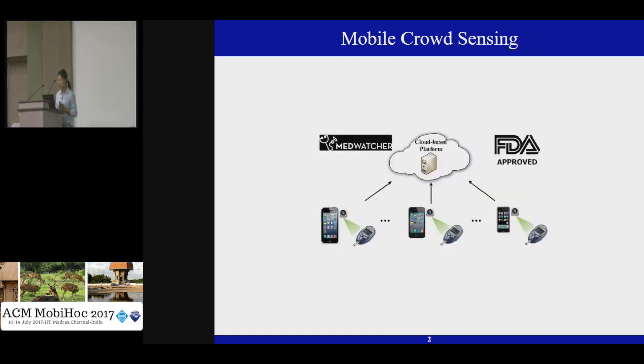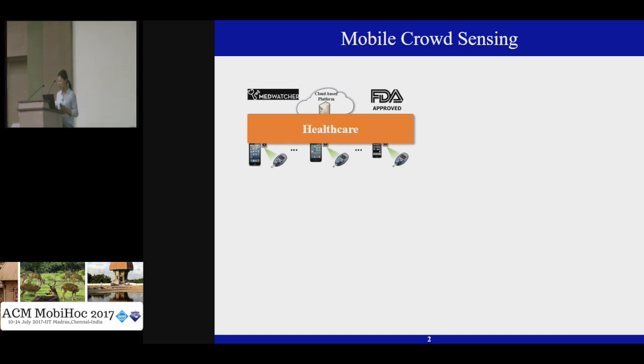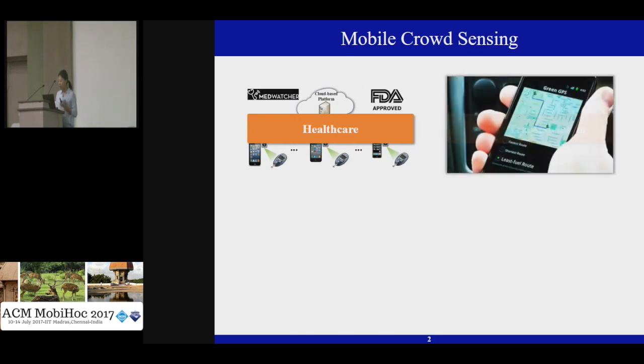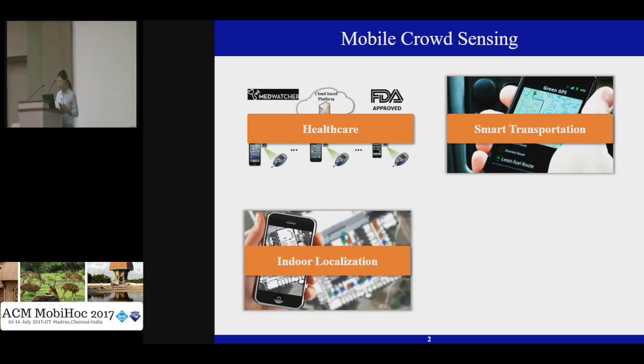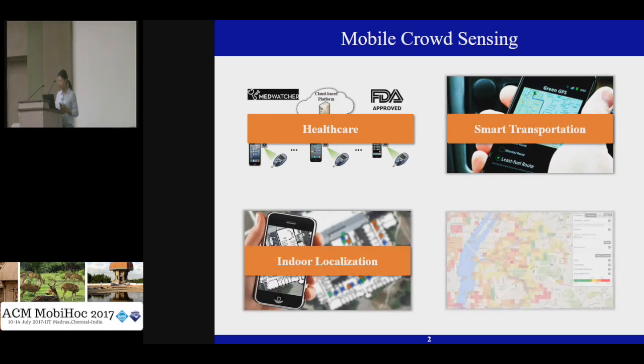One example of such a mobile crowd-sensing system is the US FDA-approved MedWatcher system, where a cloud-based platform requires participants to submit photos of their medical devices and analyzes the collected photos to help identify visible problems with the medical devices. Apart from healthcare, applications of MCS systems have pervaded almost every corner of our everyday living and working, including smart transportation, indoor localization, environmental monitoring, and so on.